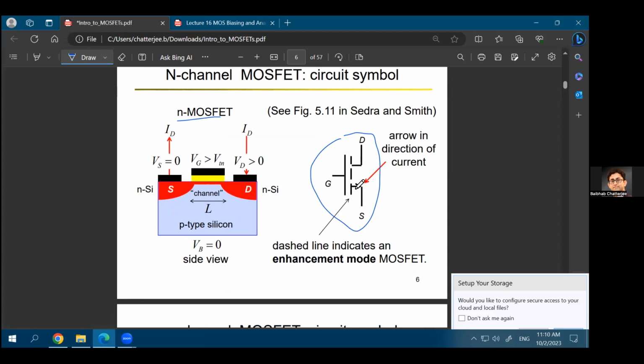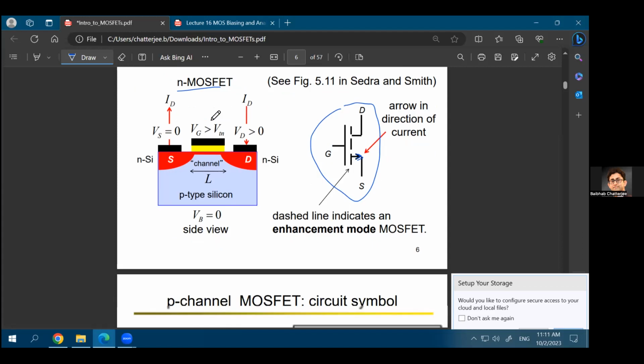And the direction of this arrow will always be on the source, and it will be in the direction of the current flow for the MOSFET device. So in this case, because this is an N MOSFET, the electrons will flow from source to drain, which means the current will flow from drain to source. So the current will flow out of the source. That's why the arrow is pointing out of the source. The arrow will always be on the source, be it an N MOSFET or a P MOSFET.